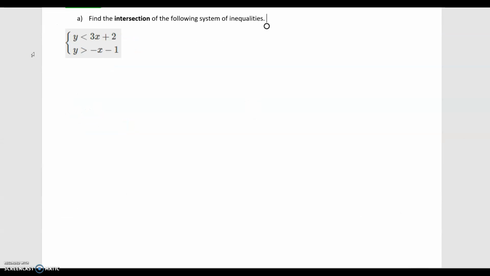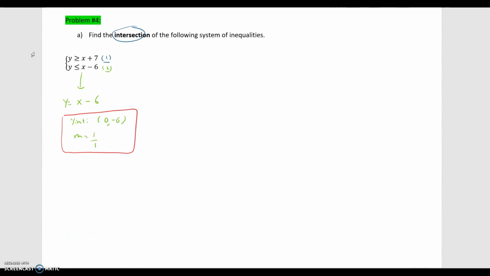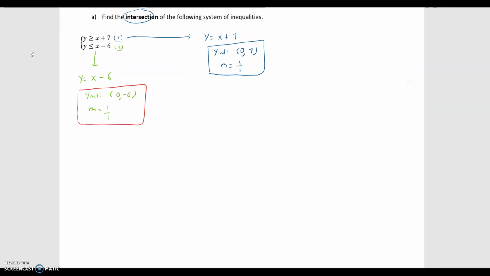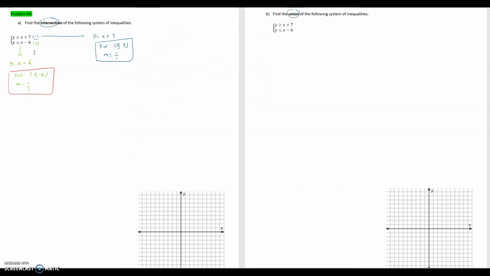Then for the first one, in this situation, let me put the info here. This is going to be y is equal to x plus 7. So the y-intercept is 0, 7, and the slope is 1 over 1. And we do have one that says greater than or equal, and the other one that says less than or equal. Let me put the dots.